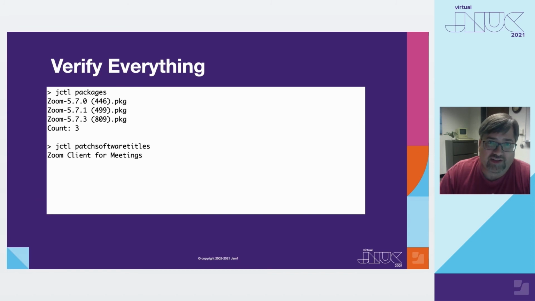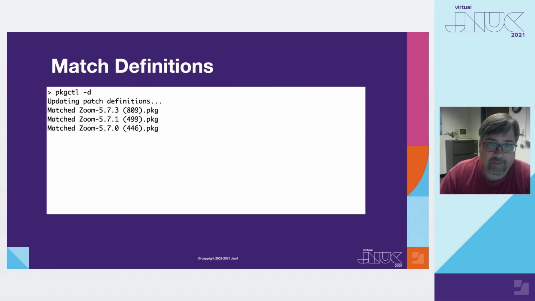Now let's verify everything. jctl packages shows me the 3 packages that I have in my database, and jctl patch software titles shows me the patch software title that I've created.